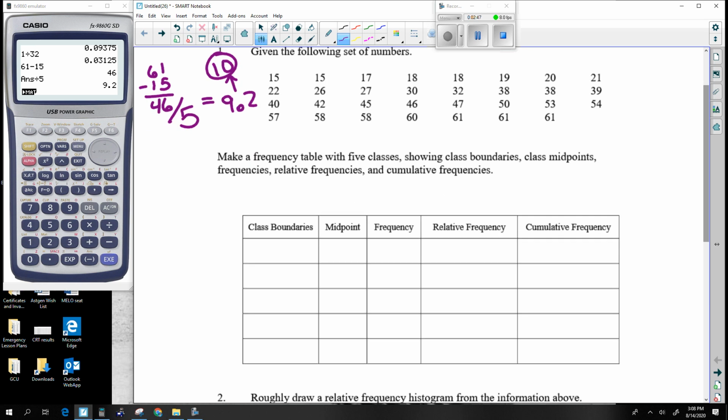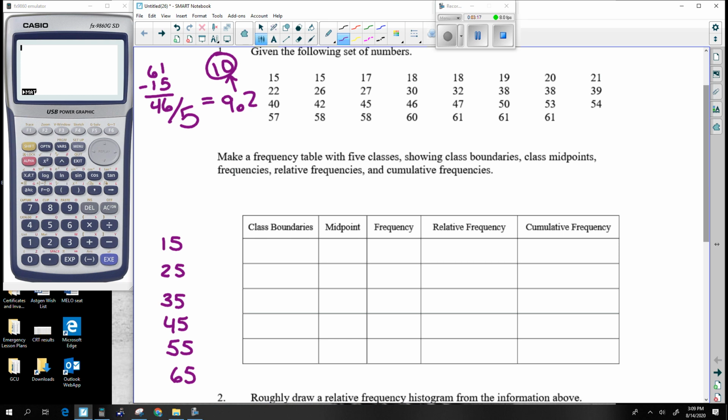When I make my class boundaries, I always begin with my smallest number. In this case, that happens to be 15. Then I increase by the magic number, not going to the right, but rather going down. I add 10 going down. I keep adding 10, and then I add 1 extra time. So I don't technically need that 65, but it will help me out.